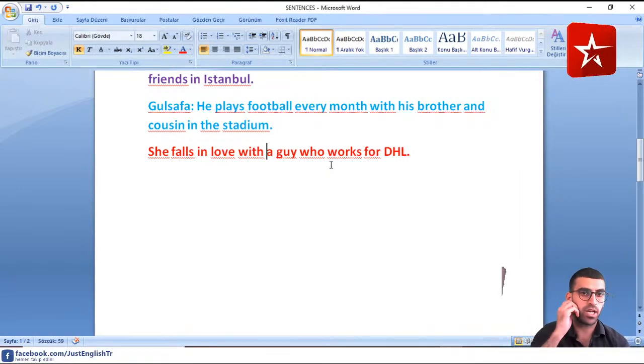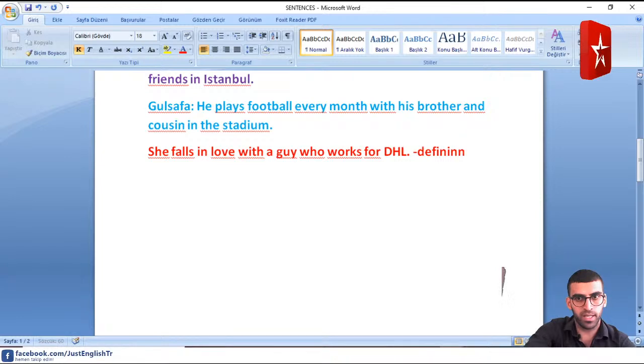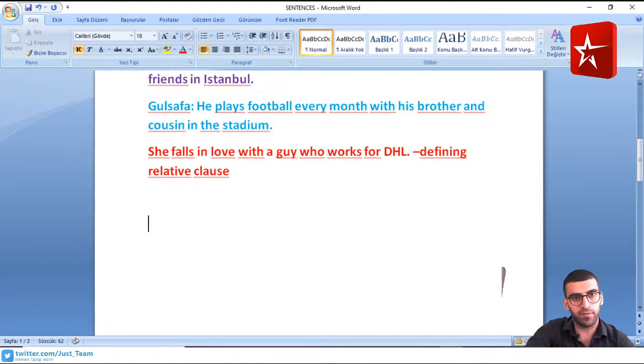So the guy, which guy, we are giving the important information by using the defining relative clauses. She falls in love with the guy who works for DHL. So we can use this kind of relative clauses, like this is a defining relative clause. Defining relative clause. And let's use a non-defining relative clause.